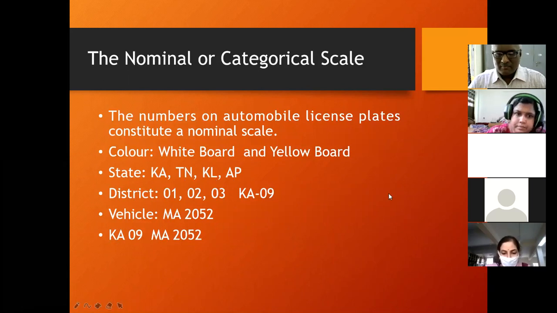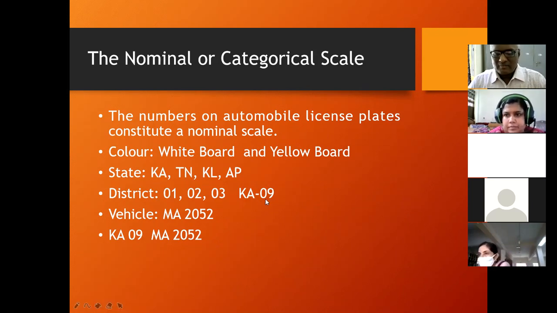So our registration number of a vehicle starts with the state, KA, then the district, 01, 02, 03. So K09 means it is Mysore. Karnataka state, Mysore district is K09. Suppose the vehicle series starts with alphabets from A to Z, later on A, B, like this. MA 2052. This is the vehicle registration number.